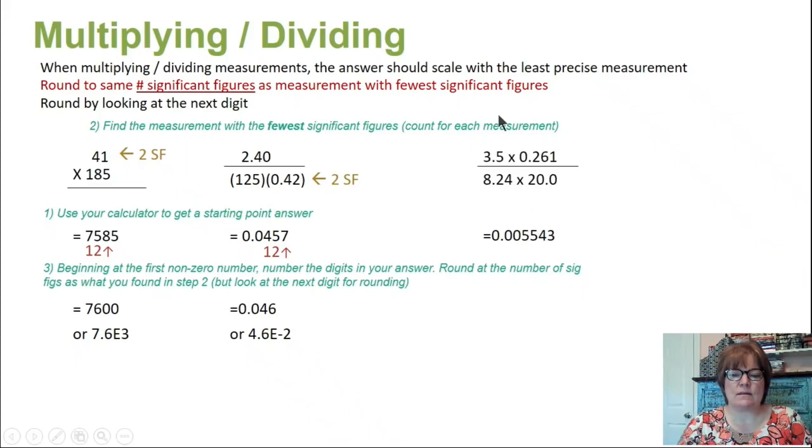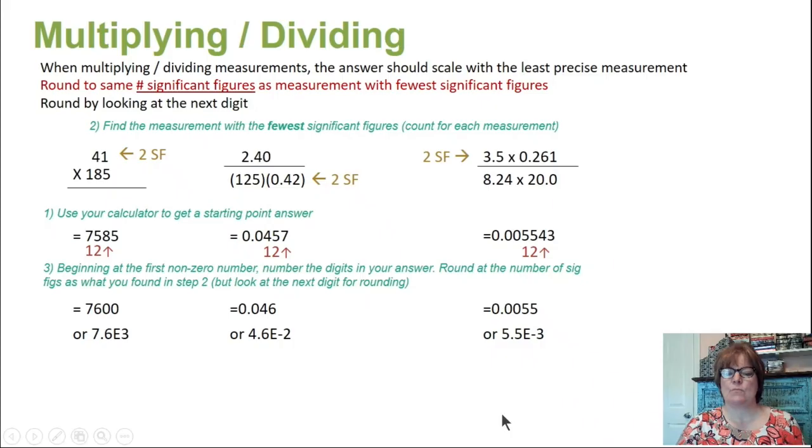Last number. So calculating this, I get 0.005543. If I look here, this number has 1, 2, 3. That's non-significant. This number has 1, 2, 3. These are significant. This number has 3. This number has 2. So I'm going to use the 2 sig figs to round this properly. Okay, so again, I'm going to go to my first non-zero digit, and that's going to be my first one, and then the next one, 5, is going to be my second one. I look at the next number, it's 4, so I'm not going to round up. 0.055 is my final answer.